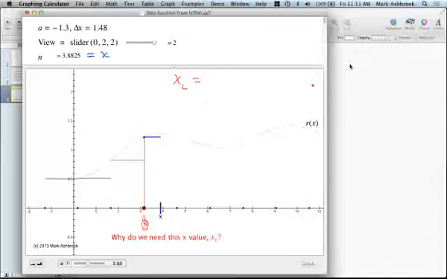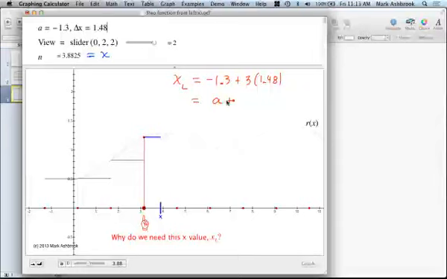Jonathan, 3.16. How did you get that? What was your process? Well, I saw that it was the third interval from the start. Since each change in x is 1.48, I multiplied 3 times 1.48, which is 4.46, and then subtracted 1.3. So we're going to start at our starting value and add 3 times 1.48. Agree? So let's generalize.